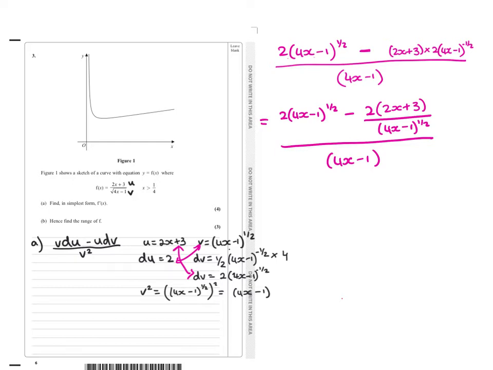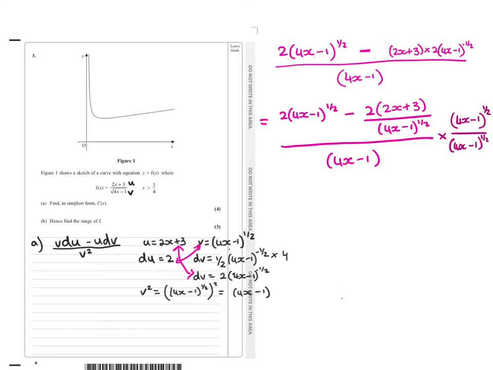Okay, now from here, I would probably multiply everything by this denominator to get rid of it. Just like we do, you know, sometimes we do the trig questions. So if I multiply everything by 4x minus 1 to the power of a half, okay, this is the same as multiplying by 1. If you multiply every term by it, isn't it?